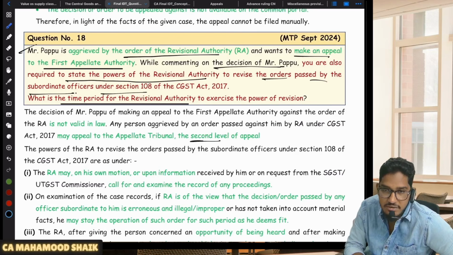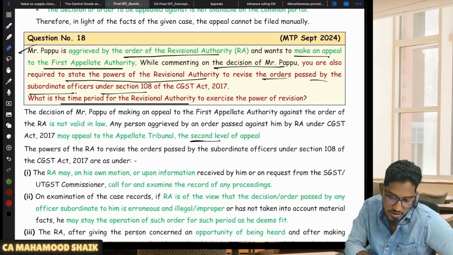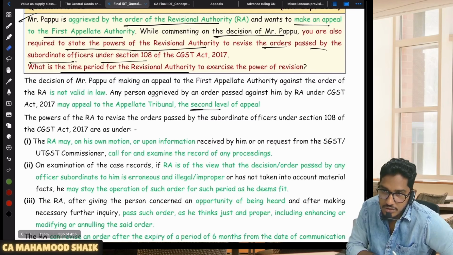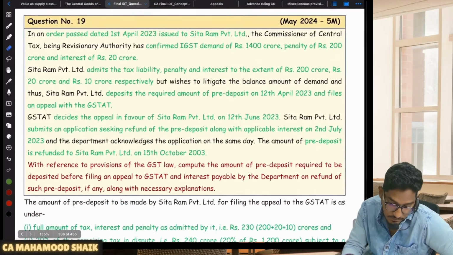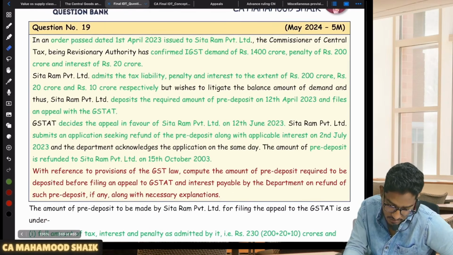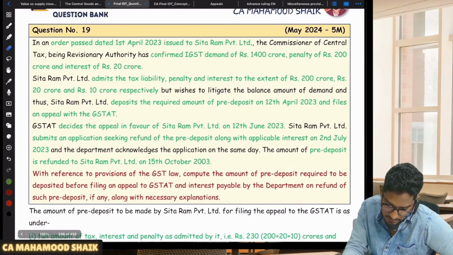He has to go for second level of appeal. He has to go for tribunal, not the first level of appellate authority, which is appellate authority. And also they are asking you to write about revisional authority, its powers, time limit and all. Just write the theory part. Next. In an order passed, this is homework here. I think you can do this as homework.